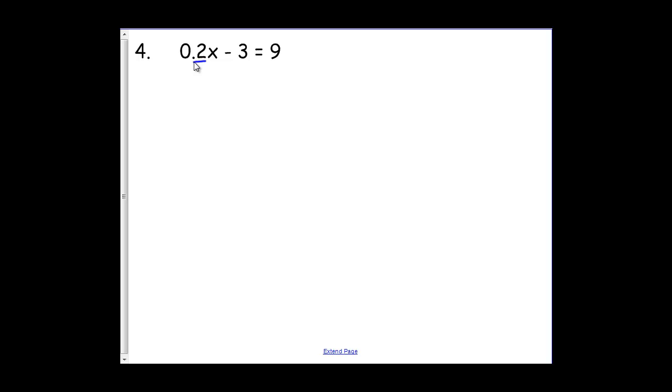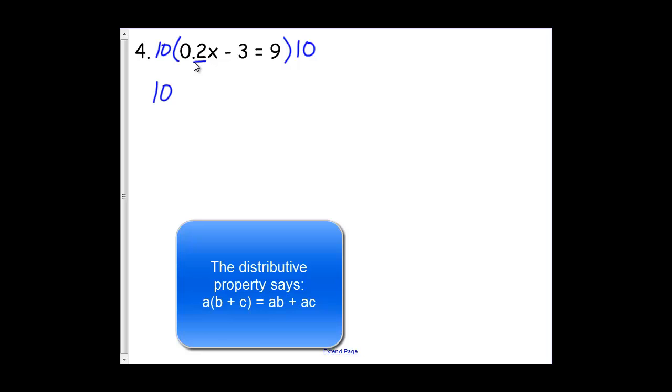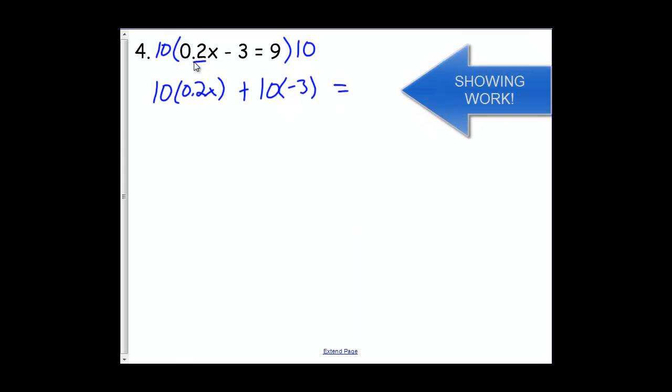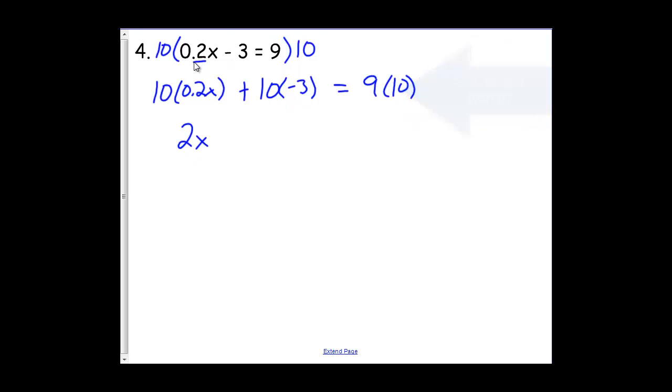But if I'm going to multiply this first term by 10, remember I have to multiply everything by 10. And so in order to do this, I'm going to use a little bit of distributive property from the other day. I'm going to take 10 times 0.2x plus 10 times a negative 3, which would equal 9 times 10. Everything's getting multiplied by 10. This moves the decimal one place, so I have a 2x. 10 times a negative 3 is negative 30, and 9 times 10 is 90. So I have 2x minus 30 equals 90.